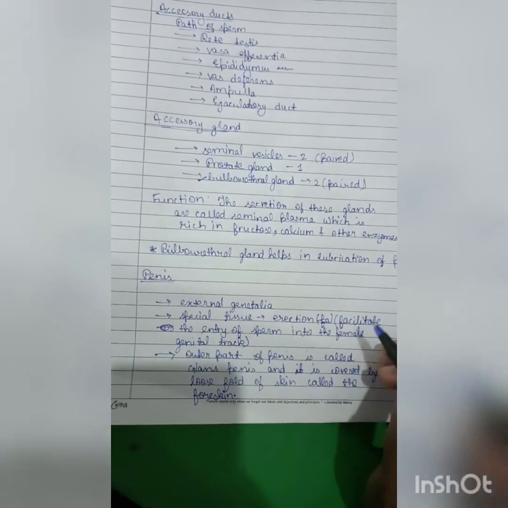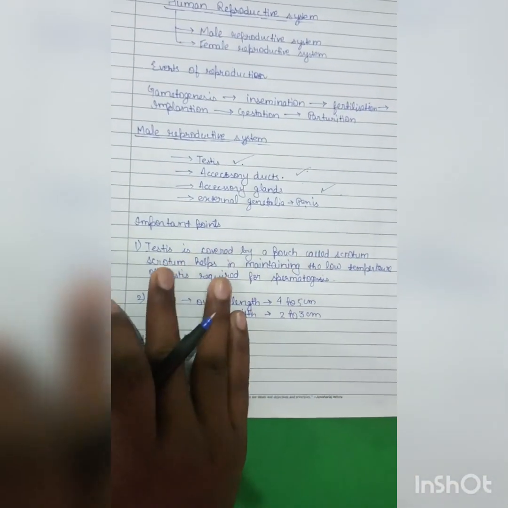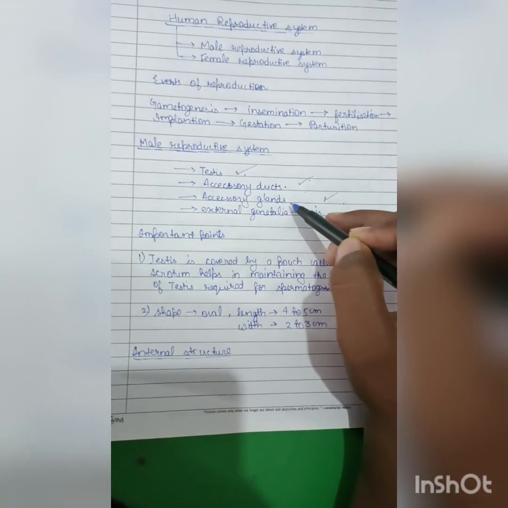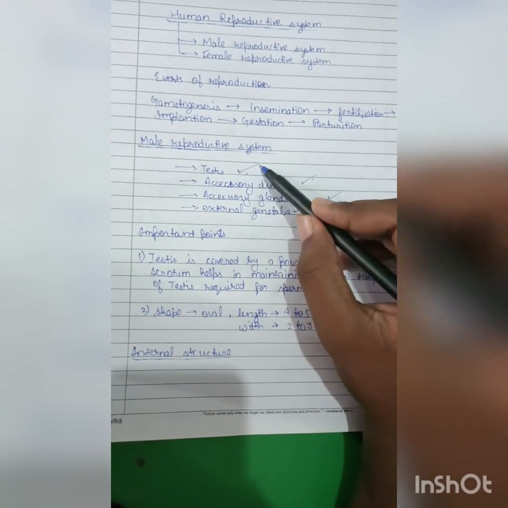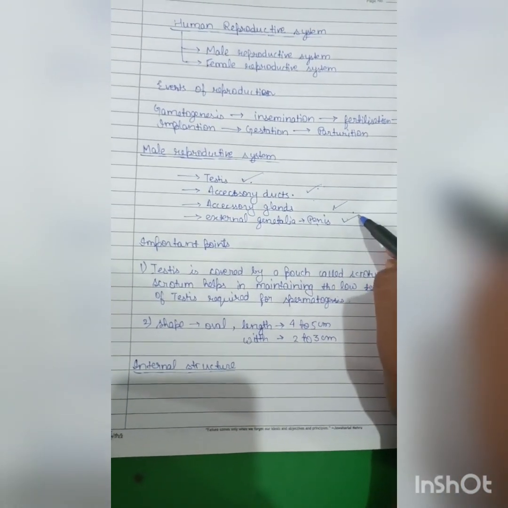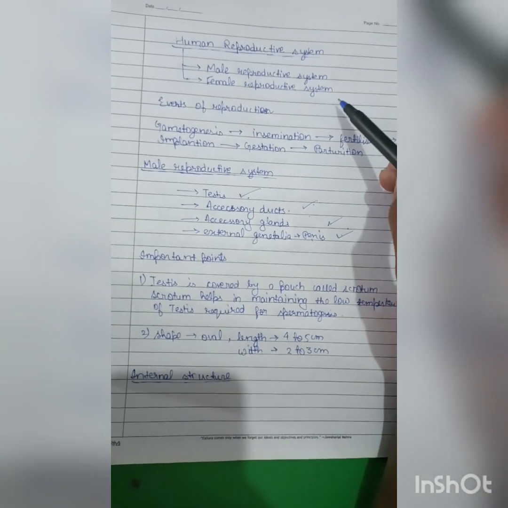So, after the discussion of the penis, let us summarize it all up. In the male reproductive system, we have the testis, accessory gland, duct, and the penis. We have discussed the testis, the accessory duct, the accessory gland, and the penis. Let us talk about the female reproductive system in another video.